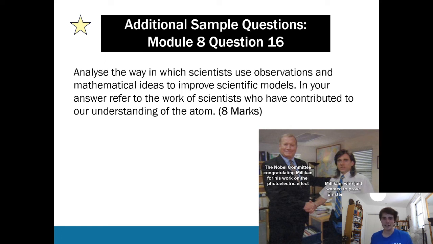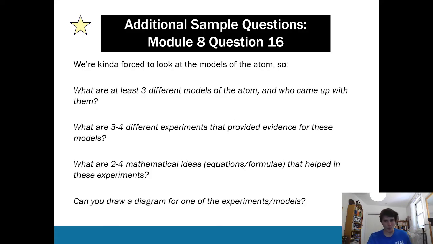So our next question that we are going to try is additional module 8 additional sample questions 16. So our question is, analyze the way in which scientists use observations and mathematical ideas to improve scientific models. In your answer, refer to the work of scientists who have contributed to our understanding of the model of the atom. Okay. So we're kind of forced to focus on the model of the atom.